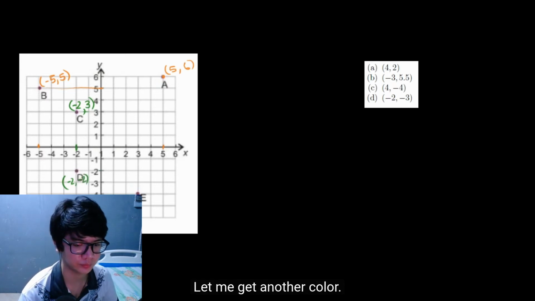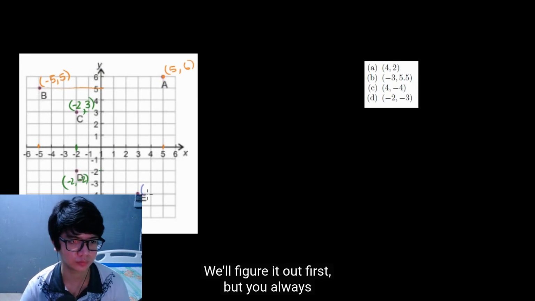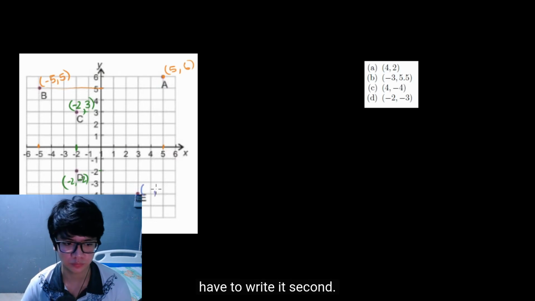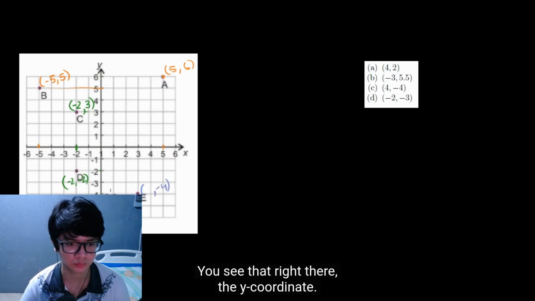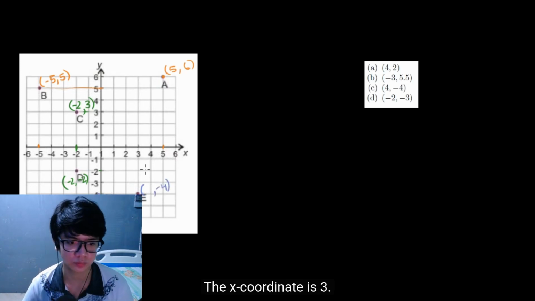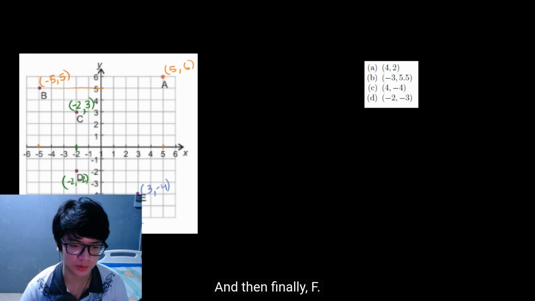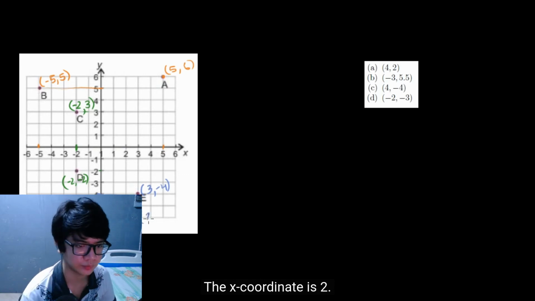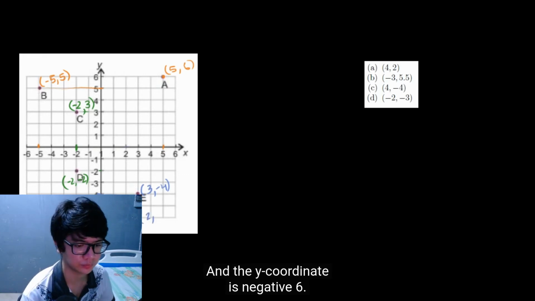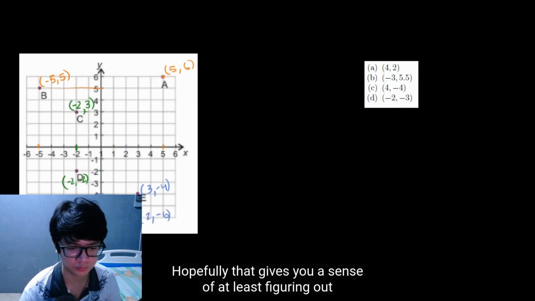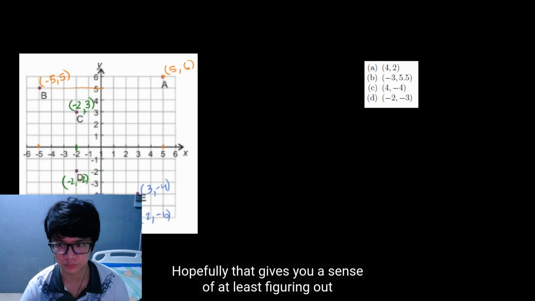Let me get another color. E. Let's do the y-coordinate. Well, we'll figure it out first, but you always have to write it second. It's negative 4. You see that right there, the y-coordinate. The x-coordinate is 3. And then finally F. The x-coordinate is 2 and the y-coordinate is negative 6. Hopefully that gives you a sense of at least figuring out the coordinates.